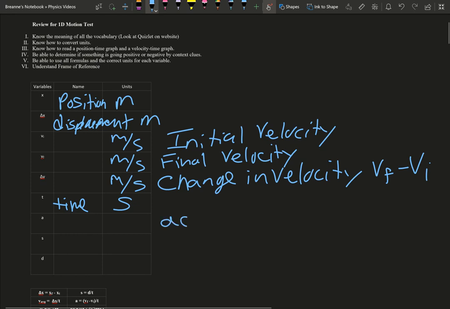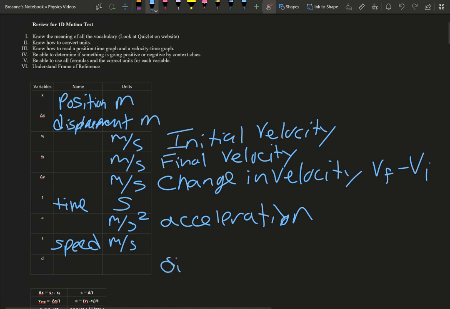a is acceleration, and that is measured in meters per second squared, because acceleration is the change in velocity over time. So you have your meters per second over seconds, so it just makes meters per second squared. s is speed, and that is measured in meters per second. Remember the big difference between speed and velocity: velocity has a direction, speed does not.